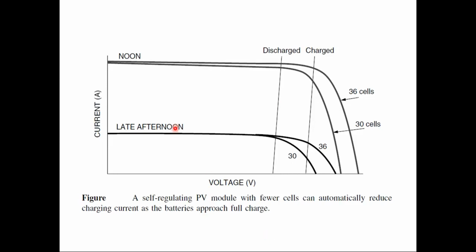In the late afternoon, our radiation goes down, so at that time the short circuit current of the module will be reduced, and as the temperature is high in the late afternoon, a significant change in the open circuit voltage of the PV module is also observed.